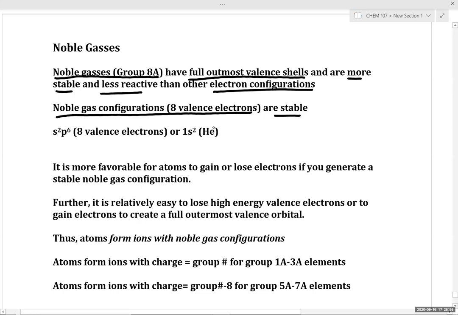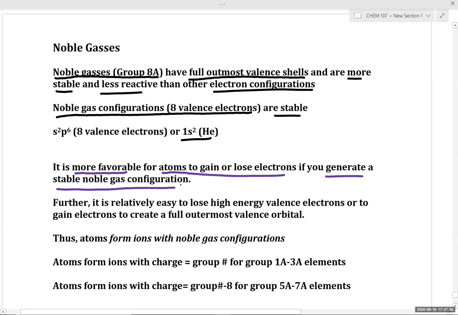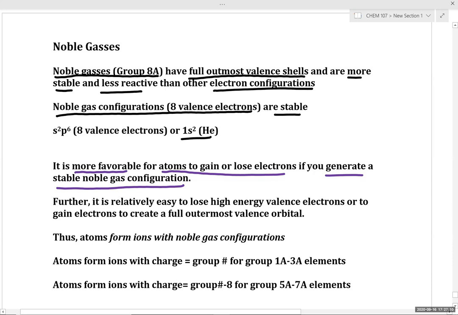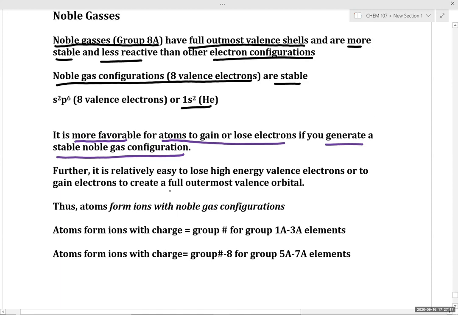Now, why is this important? Why does this matter? Well, it is more favorable for atoms to gain or lose electrons if you generate a stable noble gas configuration. Further, it's also relatively easy to lose high energy valence electrons or to gain electrons if you're creating a full outermost valence orbital. So the takeaway from this idea is that atoms will form ions with noble gas configurations.